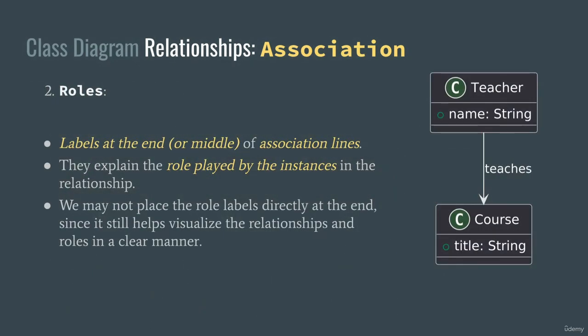Roles are labels you see at the ends or sometimes in the middle of association lines. They explain the part each class plays in the relationship. Even if these labels aren't placed exactly at the end, they still help visualize relationships and roles clearly.